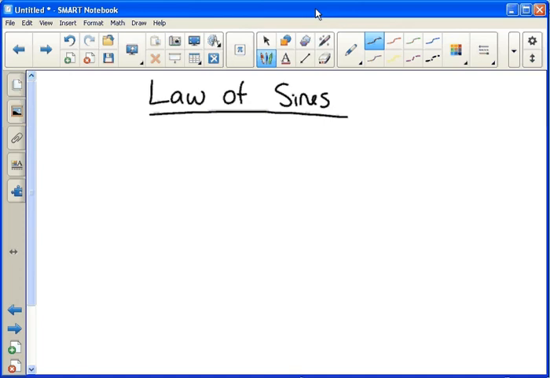And the law of sines merely says that there's a proportional relationship between every side and the sine of its angle. So this is what the law of sines looks like.